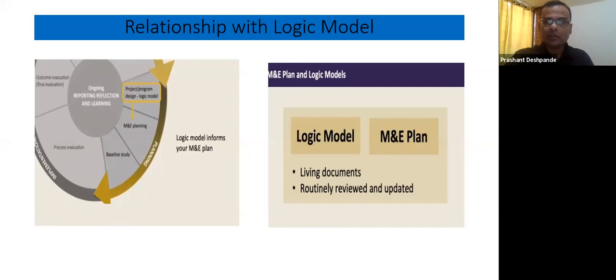Both are living documents. Now, living documents means what? We have to refer to them again and again to see whether our program or project is progressing as we desired. If our M&E plan has been developed with some indicators, targets, objectives, outputs, and outcomes, are we progressing as per the timeline? So we have to review those documents and update them if required. That's why these documents are called living documents.